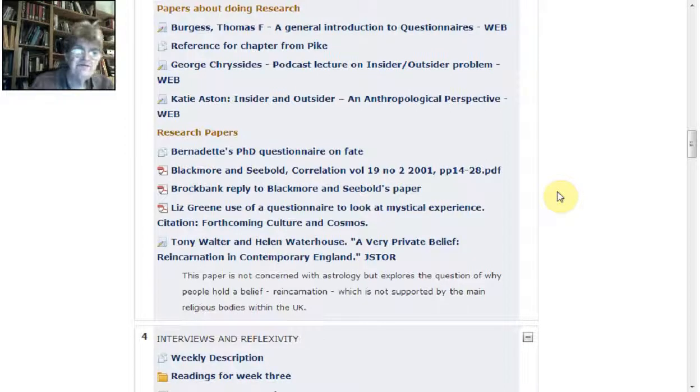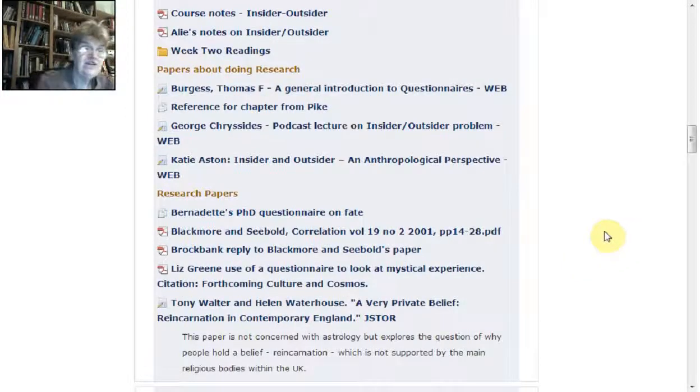And a really interesting paper by Walter and Waterhouse, a very private belief, nothing to do with cosmology or astrology, but looking at belief in reincarnation amongst a normal, average village English community who were generally Church of England, and looking at how they had a belief which was really contra to what they should have believed, and how they held that anyway, and unpacking that. It's a very interesting paper and a good one to read, to think about how people can live with juxtapositions in terms of beliefs and how they can coexist in the one individual. And you could use this as a springboard to start to explore people's beliefs in different forms of cosmology apart from mainstream.